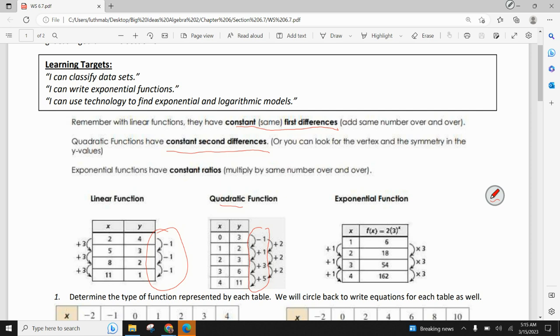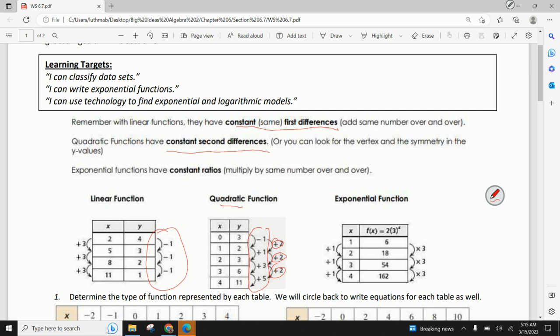But then if we do differences of the differences, how do we get from negative 1 to plus 1? It's plus 2. How do we get from plus 1 to plus 3? It's plus 2. How do we get from plus 3 to plus 5? It's also plus 2. That's an example of second differences being the same. Again, talking addition or subtraction patterns, this time just a second level deep, quantifies a quadratic function.